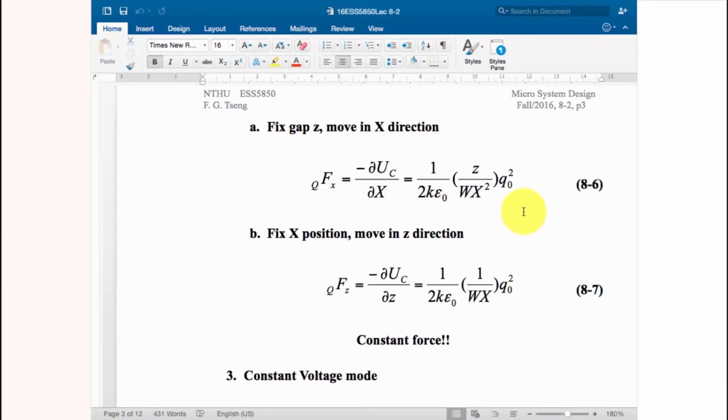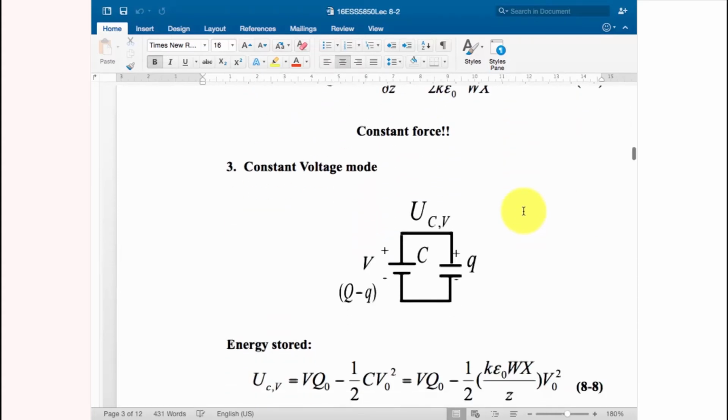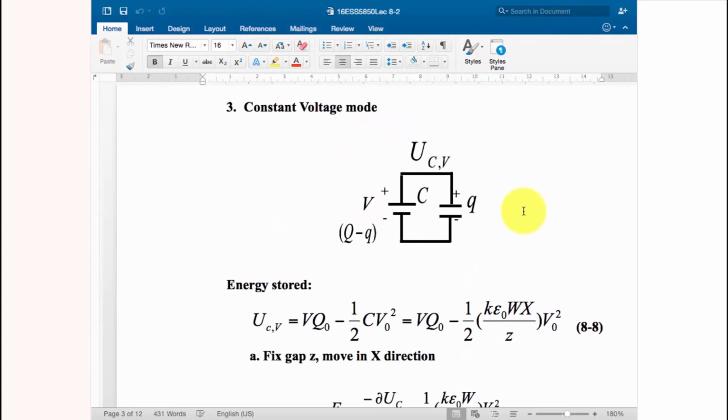Okay, let me finish this one before we take a rest. So now we consider the second mode because the charge can leak out. So what can we do now? We can consider the second operation mode. We call it the constant voltage mode. For the constant voltage mode, you won't take out the battery. You hook up the battery always with your capacitor. Okay? So when you leak out some charge, some charge can always be compensated from the battery into the capacitor.